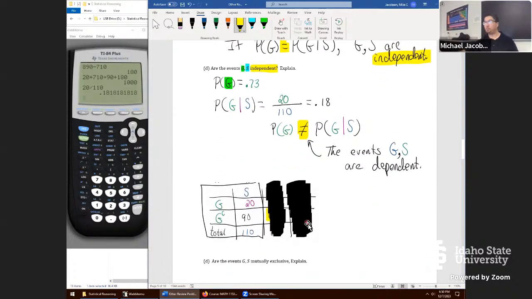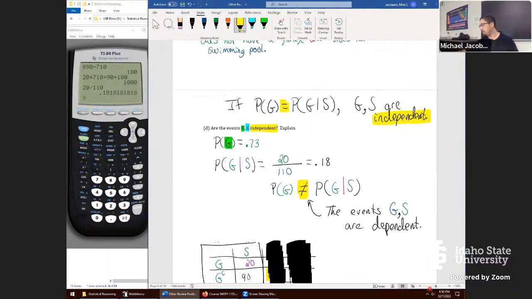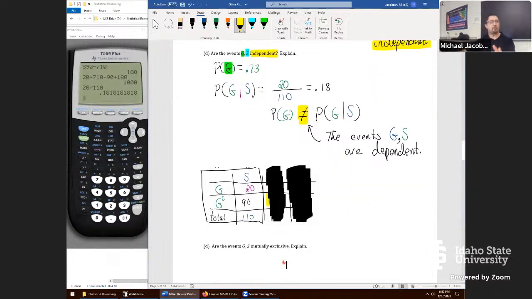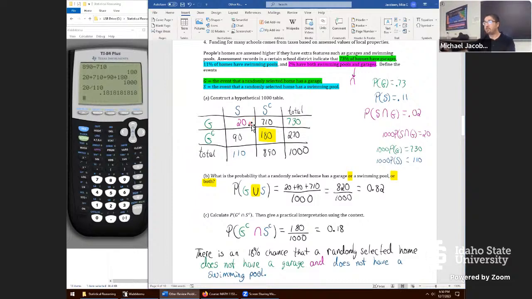And let's see if we can answer one last question. Oh dear, no, we can't. We ran out of time. But I was going to say for the last comment, for mutually exclusive, I would say no. The only way they're mutually exclusive is if there's a zero right in there. That would mean the probability of G and S is zero for mutually exclusive. But I'll write out that full solution and upload it into the notes.